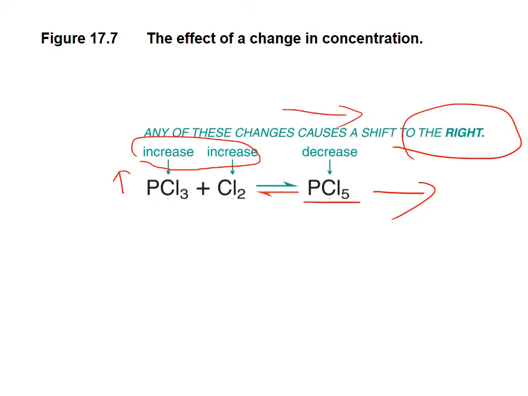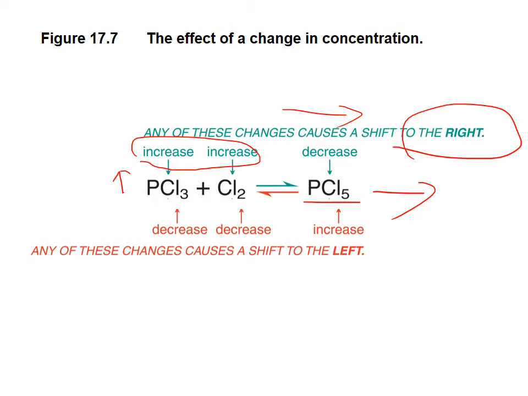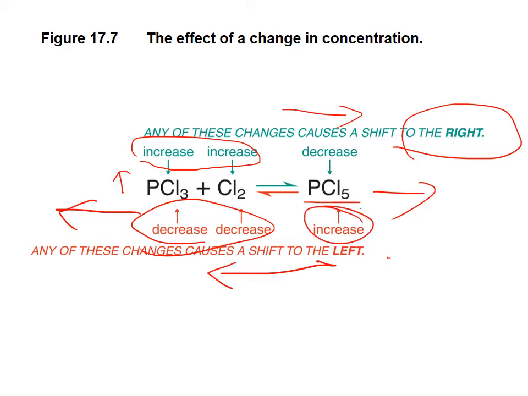will be formed. On the other hand, these are the factors that will cause the reaction to shift to the left side. So if you remove the reactants, decrease the concentration of reactants, the reaction shifts to the left side to produce more reactants. Or if you add a product into it, the reaction shifts to the left side to consume it.